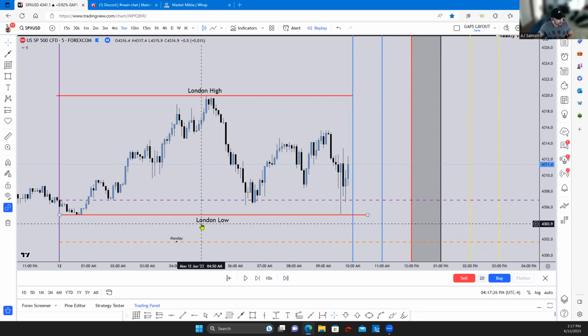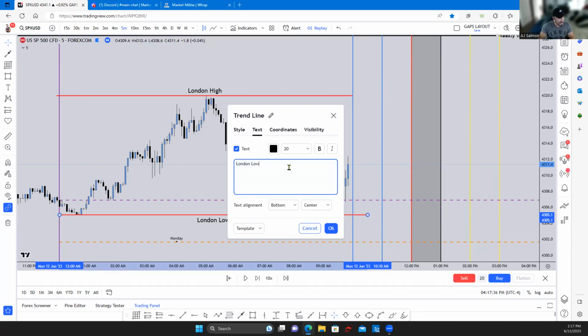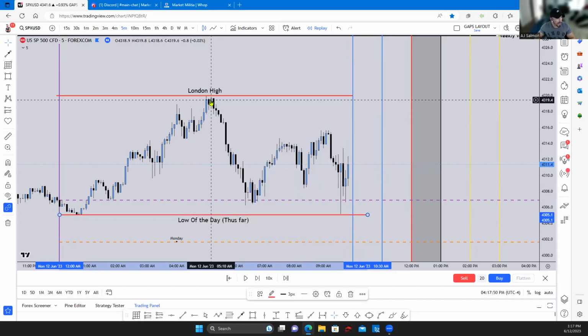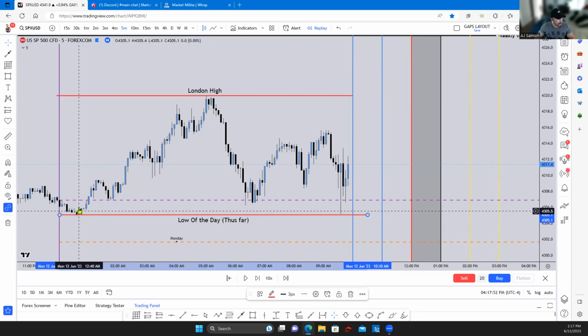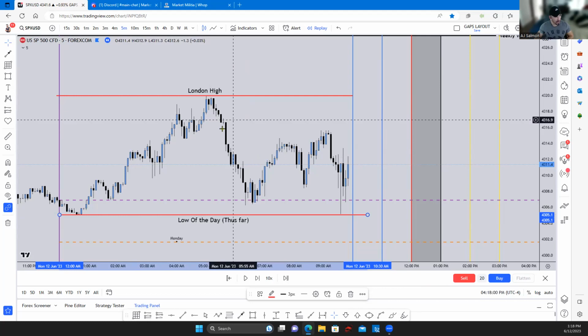So this is not technically the exact London session, but I just like to call it the London lows. You can also call this the low of the day so far. Okay. So this is the London session high. This is technically the Asian session lows, but this is the low of the day. So this is our range, our daily range so far for this day, Monday, June 12th, right?